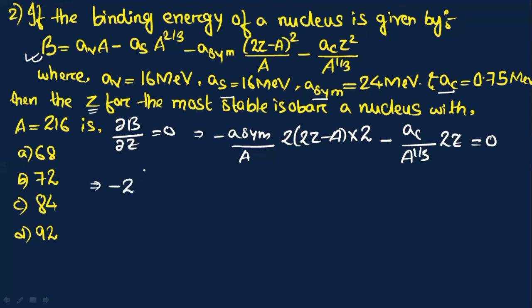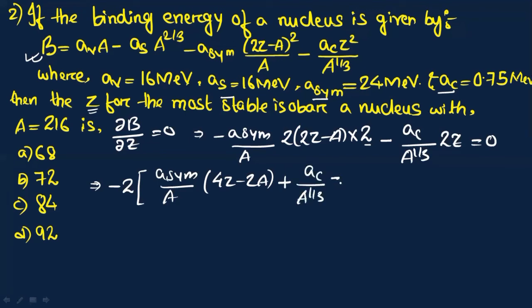Now in the second step, what you will do? You will take minus 2 common. Okay. Within the bracket, you will have what? Asymmetric divided by capital A. Here you will have what? 4Z. Yes or no? 4Z minus 2A. 2 is taken common. This is multiplied. Plus it will become negative sign is outside. AC by A to the power 1 by 3. Z. 2 is taken common. So it is equals to 0.